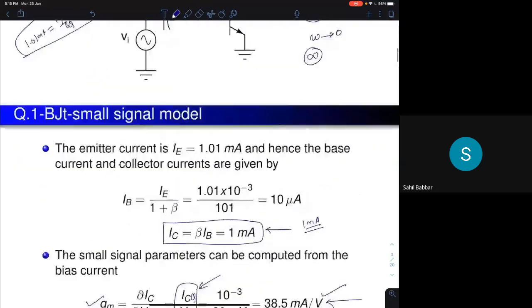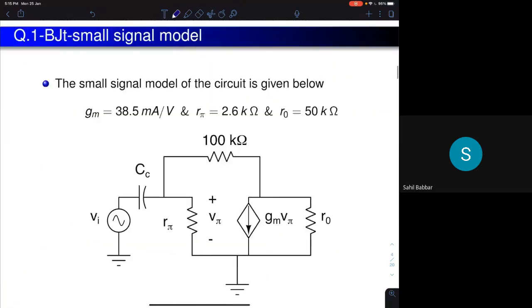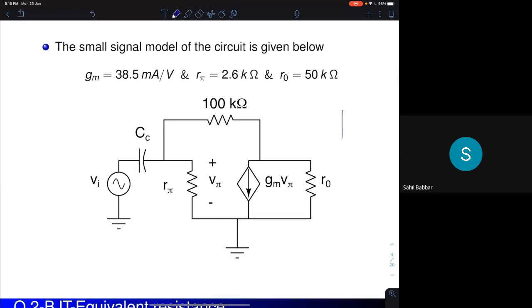Okay, so next, in the question itself, you are supposed to draw the small signal equivalent model. So if you are asked to draw it, this is the BJT, just replace your BJT by the small signal model.